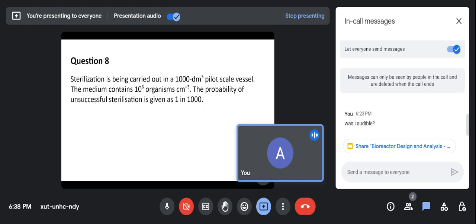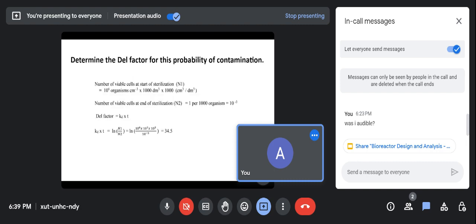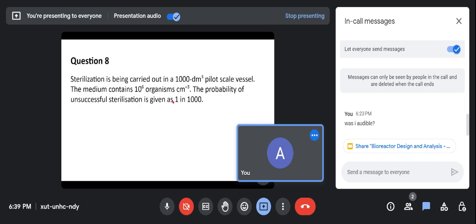So question number 8 is, sterilization is being carried out in a 1000 dm cube pilot scale vessel. The media contains 10 to the power 6 organisms per centimeter cube, and the probability of unsuccessful sterilization is given as 1 in 1000. Okay. So you have to determine the del factor for this probability of contamination. So let's see. The number of viable cells at the start of sterilization, which is N1, is equal to 10 to the power 6. That is what is given.